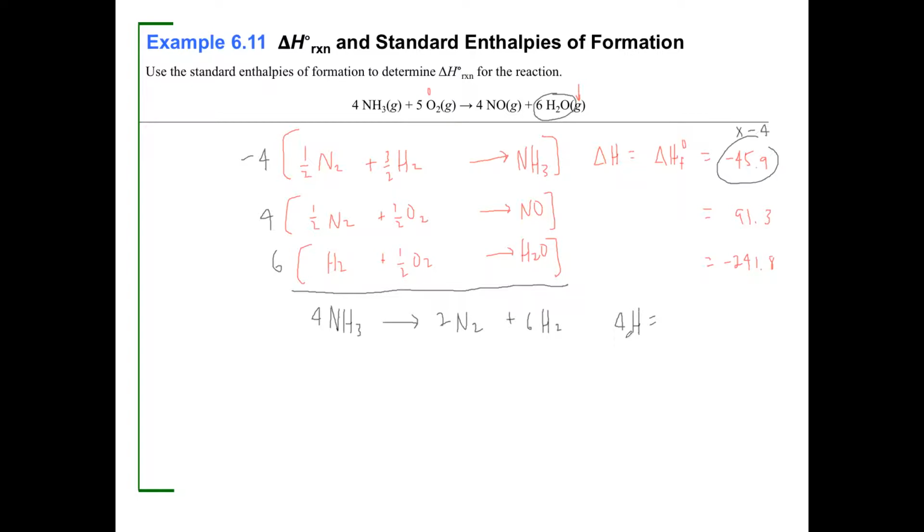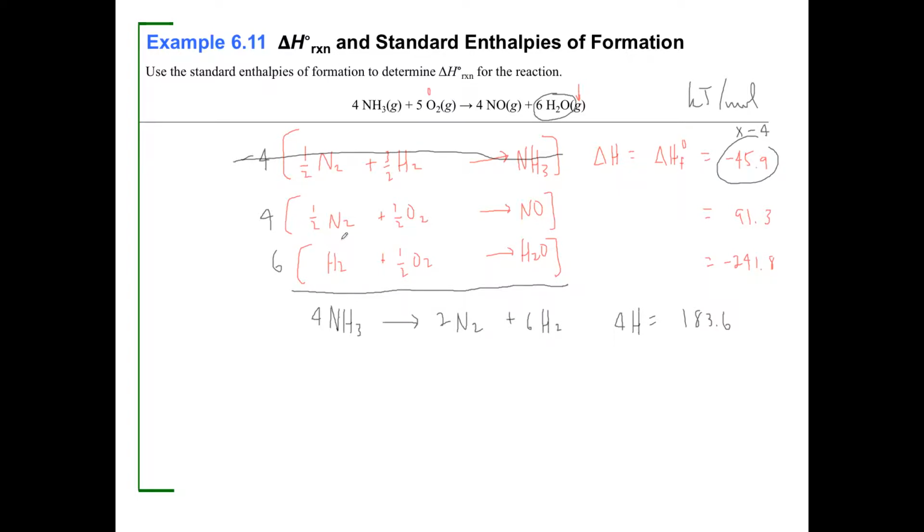45.9, minus 4 times 45.9 gives 183.6. And this is in kilojoules per mole. Everything in this column is, okay? All right, so we've taken care of that one. I'm going to get rid of that.